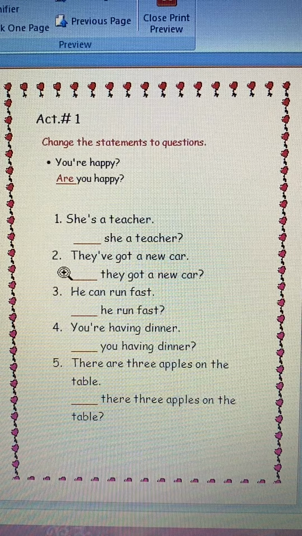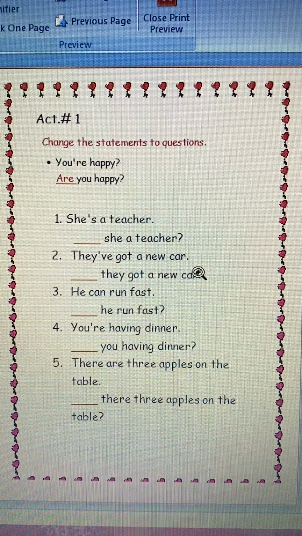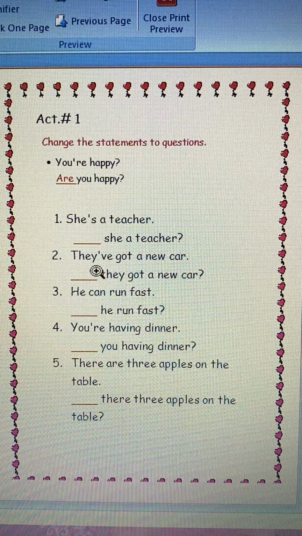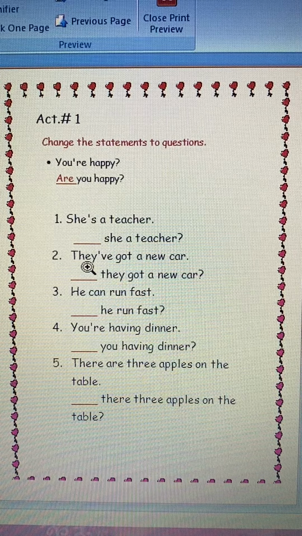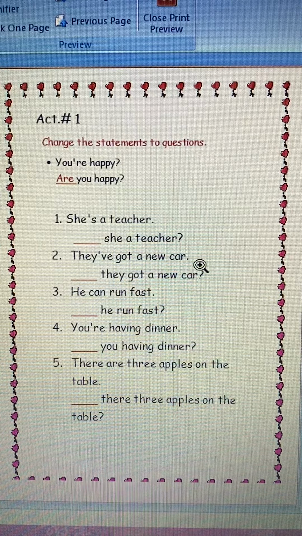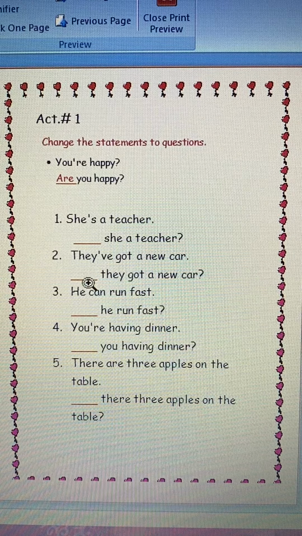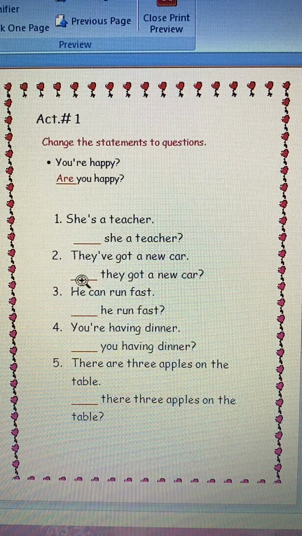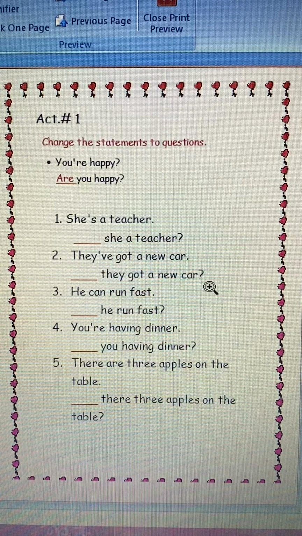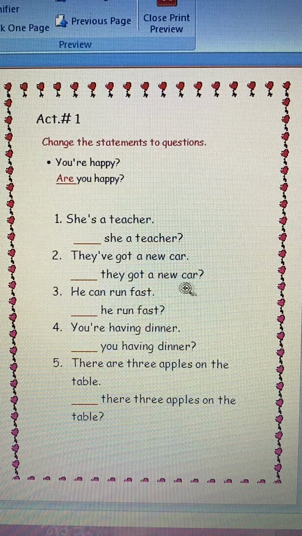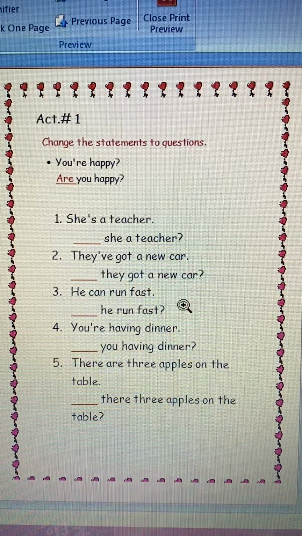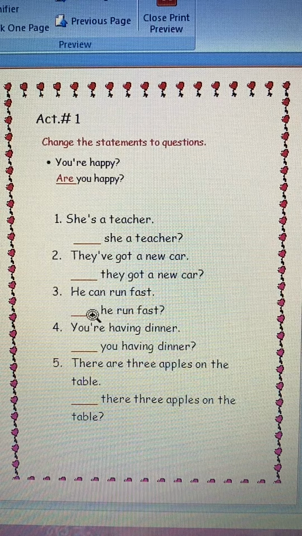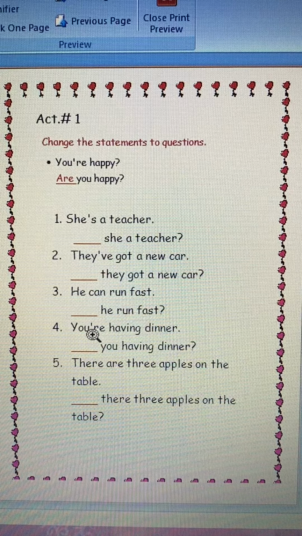Number 2, they have got a new car. Okay, what is the subject in number 2? They. They have got a new car. So you have to write have before they. So the answer will be, have they got a new car? Number 3, he can run fast. Okay? You have to write can before he. Can he run fast? Okay, next.